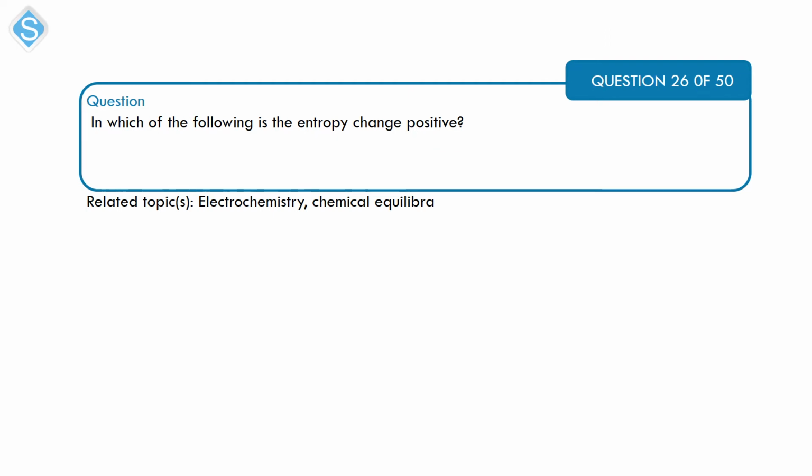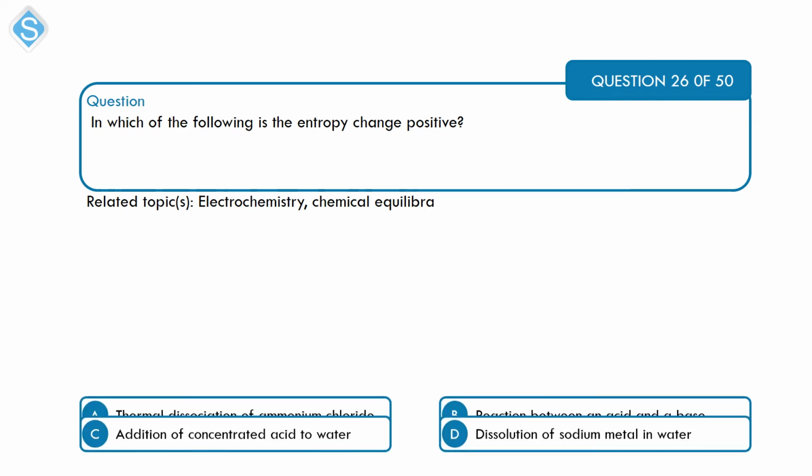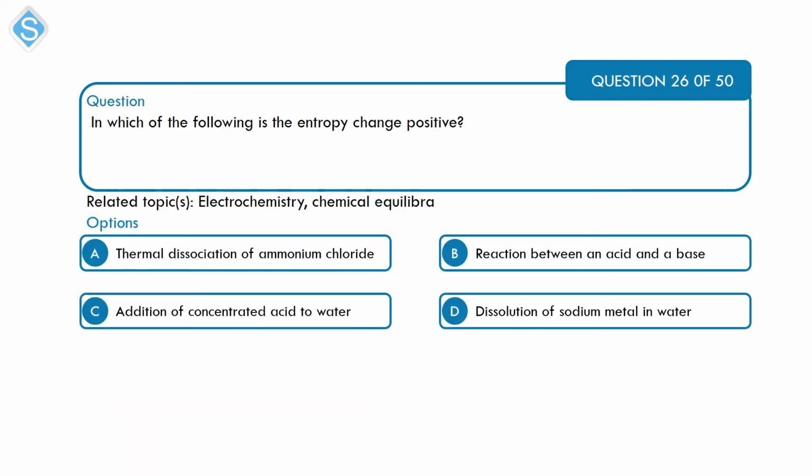Okay, this question is on electrochemistry and chemical equilibria. In which of the following is the entropy change positive? A, thermal dissociation of ammonium chloride. B, the reaction between an acid and a base. C, the addition of concentrated acid to water. And D, the dissolution of sodium metal in water.